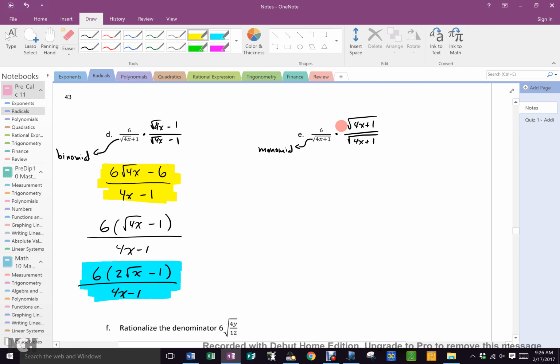Okay. Now this second one is much simpler. What's my denominator? 4x plus 1. Because the whole thing just disappears, right? And the top is 6 root 4x plus 1. Okay? Are you going to simplify that up there?